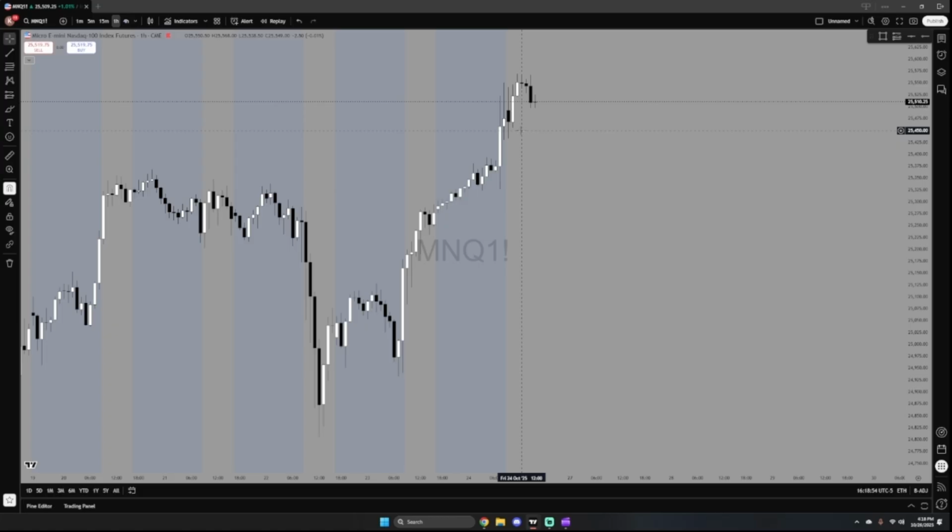So I'll mark the swing high, swing low, identify the break, and then wait for price to come back and test that shift. That shift in structure is my confluence. The market just told me which side it's favoring.